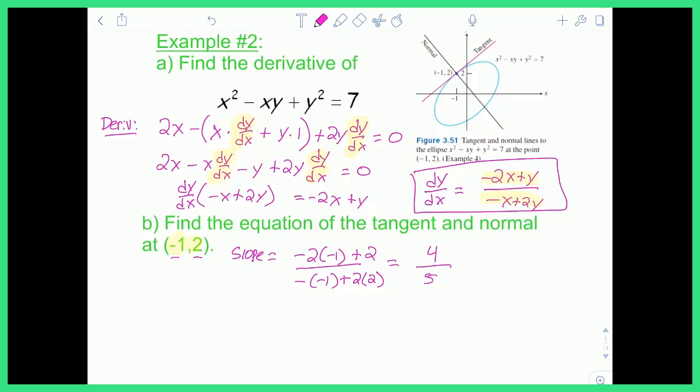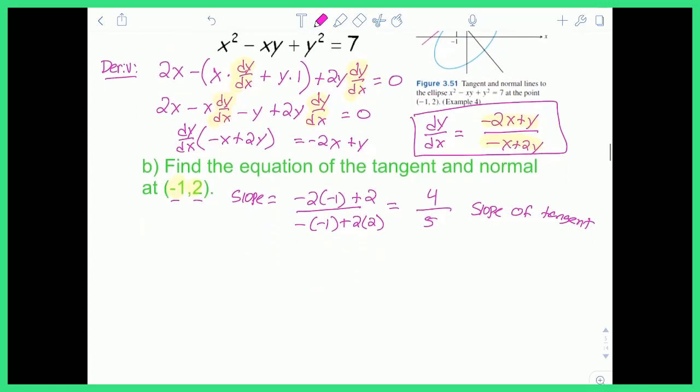So that tells us that this is the slope of the tangent. The slope of the tangent is 4/5, okay? We could also really quickly find the slope of the normal. It's just the opposite reciprocal. So negative 5/4 is the slope of the normal. Now the one thing I'm missing is the coordinate point. I need to go and find that.